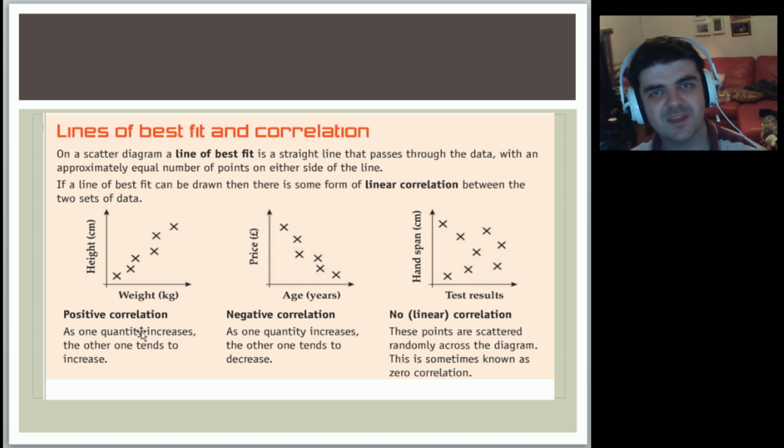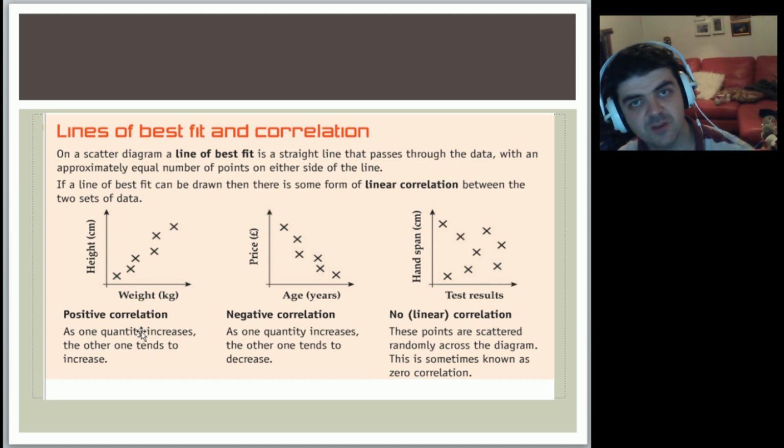We can also have things like a negative correlation. So it slopes down to the right, one quantity gets bigger, the other one decreases. So something like car value: the older it gets, the price of the car goes down. Or battery life: the longer a battery is running for, the less battery life it has.